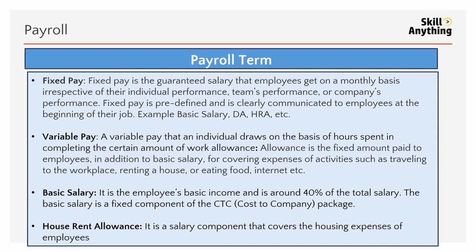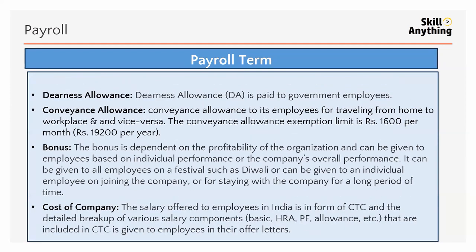Basic salary is the basic income of the employee, around 40% of their total salary. HRA is a salary paid by the company for the house rent of the employees. Another payroll term is DA, dearness allowance. DA is paid to government employees, not to private employees.